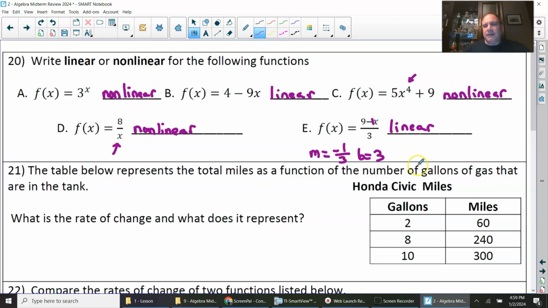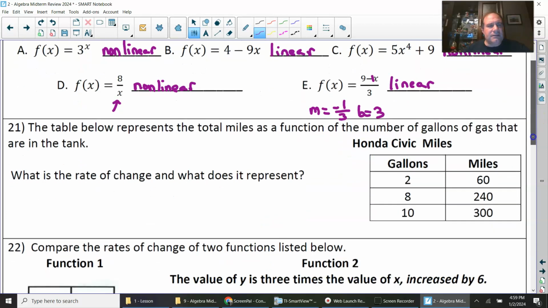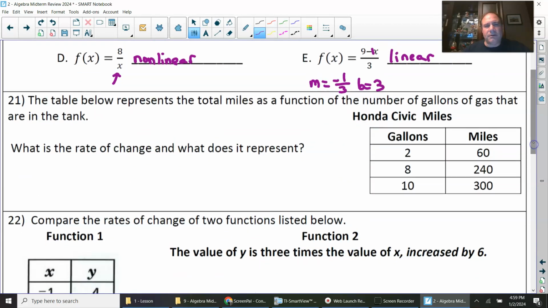All right. And number 21, it says the table below represents the total miles as a function of numbers of gallons of gas in the tank. What is the rate of change and what does it represent? So the first thing, it says what is the rate of change. So I am just going to go ahead and figure out the rate of change.